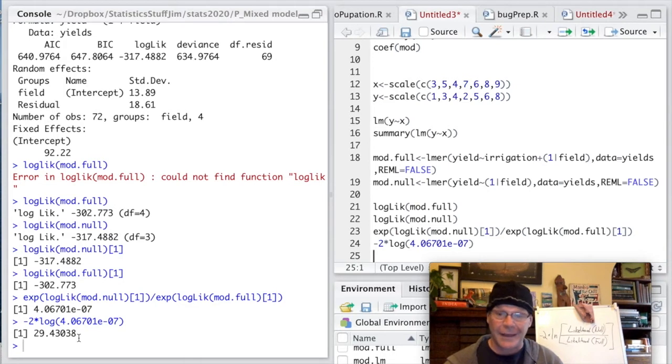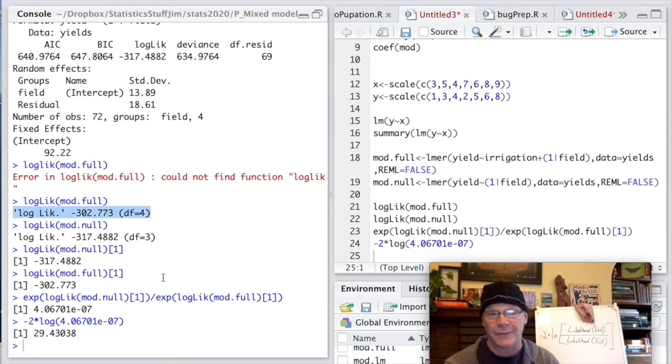We could then take that number and compare it against a chi-squared distribution. How do we determine the appropriate degrees of freedom in a likelihood ratio test? The appropriate degrees of freedom that we will use for the chi-squared distribution is going to be the difference in the number of free parameters between the two models. And so if we went back here, the full model is telling us that we have 4 degrees of freedom.